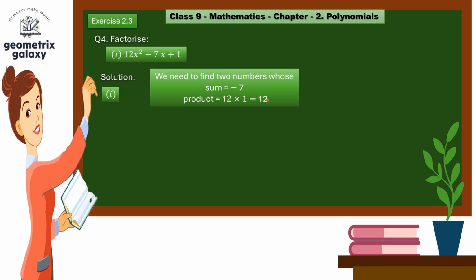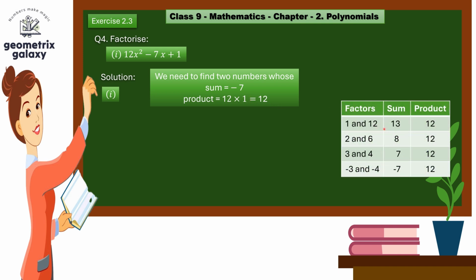Now we need to think of all the factors of 12 and analyze where we get the sum of those numbers as minus 7. If we see in one table, we get 1 into 12 as 12. So I have taken the first factors as 1 and 12. But 1 into 12 is 12, and 1 plus 12 is 13. So we are not getting the middle term as minus 7. So we need to check with other numbers.